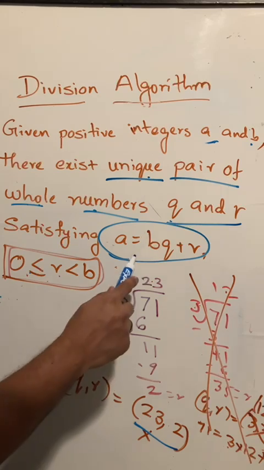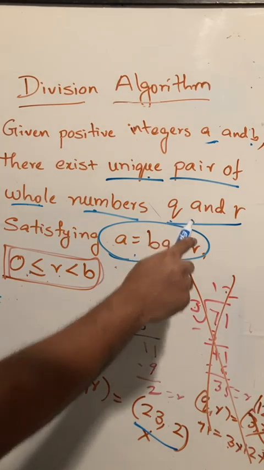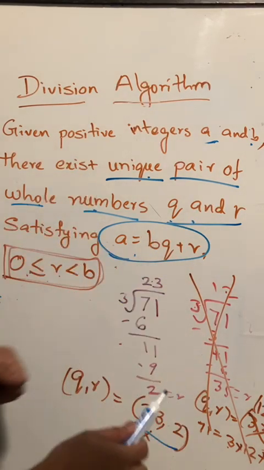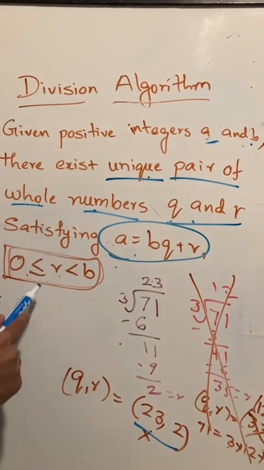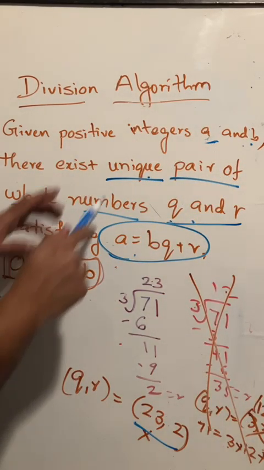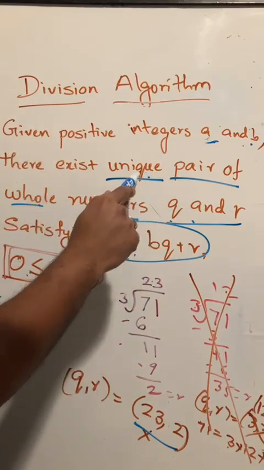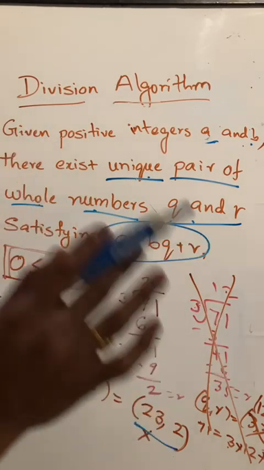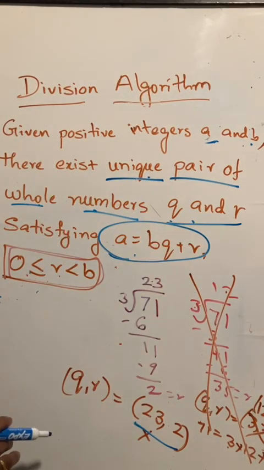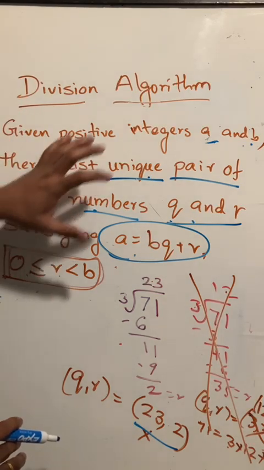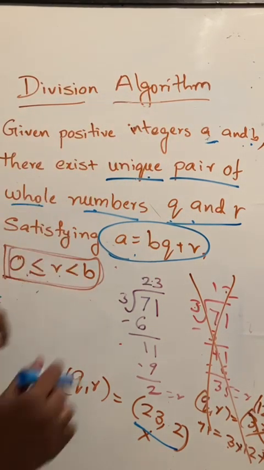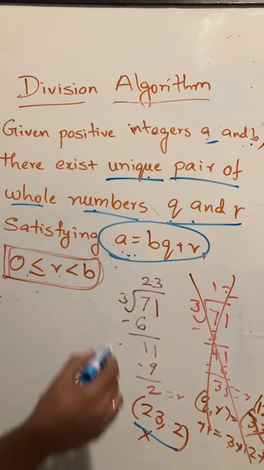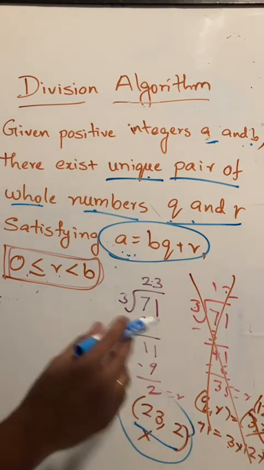To get a unique pair, unique meaning one and only one pair, a and b have to be positive integers. Then the remainder must satisfy this condition. Only then will there be a unique pair. Otherwise there will be multiple pairs. So there are some certain conditions he put. If all the conditions are satisfied, then for this equation there is only one pair.